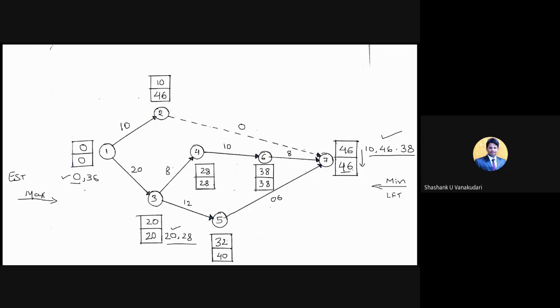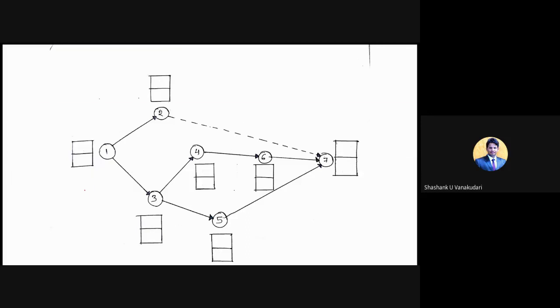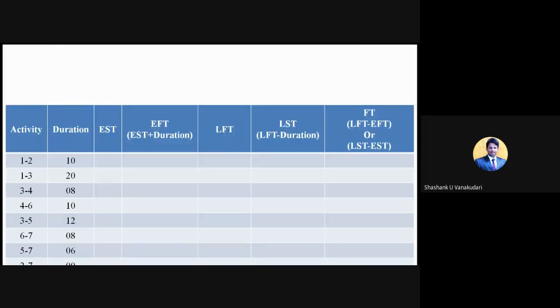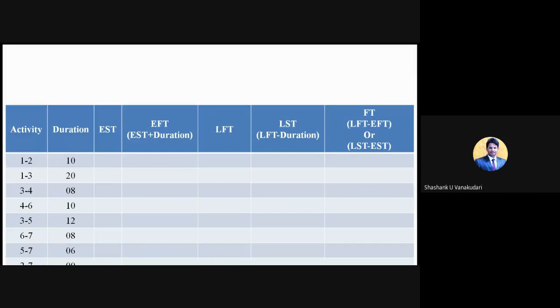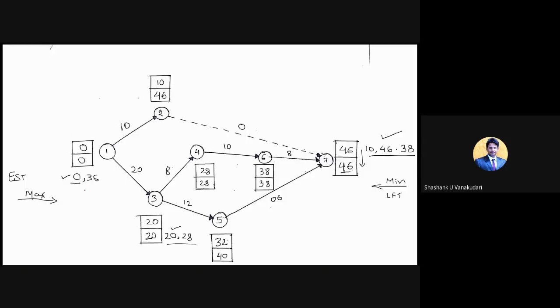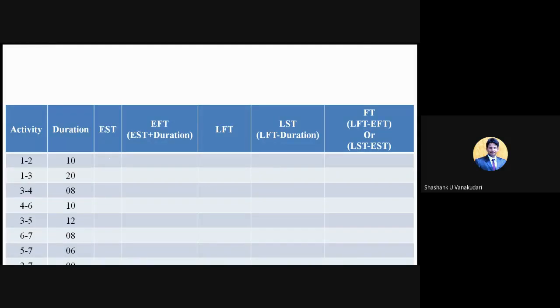Clear? Is it understood? Those who have not understood by now, is it clear now? Yes, sir. Yes, okay. Now what you need to do is fill the values in the EST using this network diagram. So for 1 to 2, what is the EST value? 0. Very good. I will write 0 here.